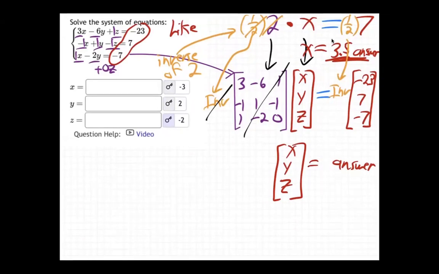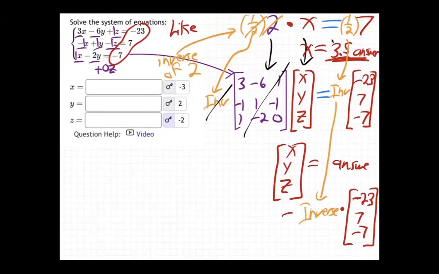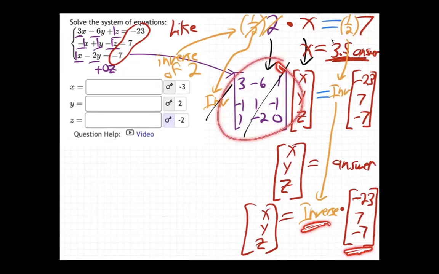It's going to be the inverse times the, whoops, let me change the color there, minus 23, 7, minus 7. So that's what X, Y, Z will equal: the inverse times that. So we just have to go to Desmos and do the inverse times this. The inverse of what? The inverse of this matrix. That inverse times that will be our answer. That'll be X, Y, Z all in one step.